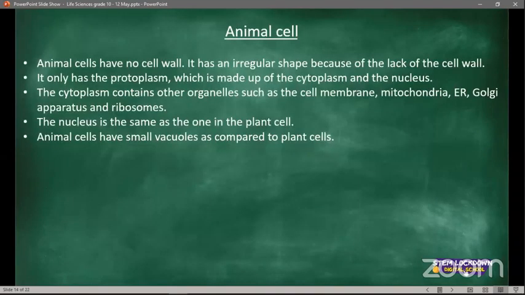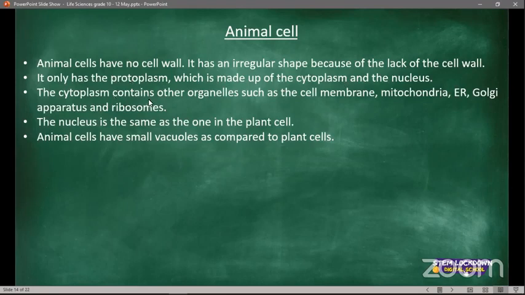Now let's talk about the animal cells. So animal cells have no cell wall. Remember, the plant cells have a cell wall. Animal cells do not have a cell wall. So it has an irregular shape because of the lack of this cell wall. It also has the protoplasm, which is made up of the cytoplasm and the nucleus. This is the similarity it has with the plant cell. They both have the protoplasm.